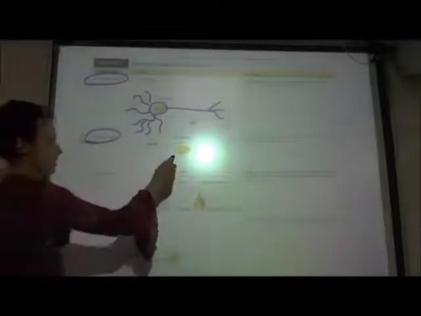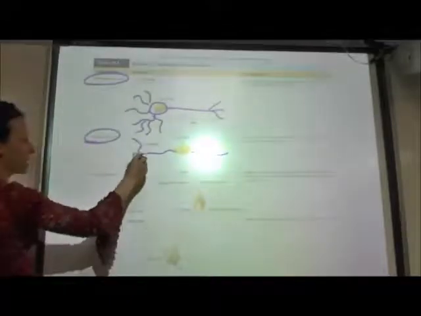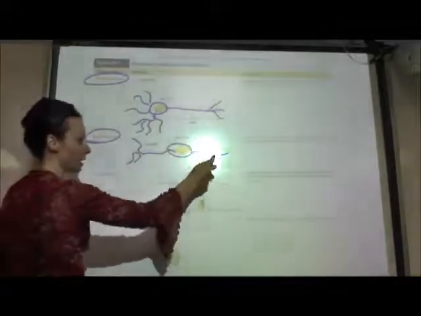The next type of neuron that we have by structural classification is a bipolar neuron. And it's bipolar because it's got two extensions. It's got one dendrite and one axon. Both are branching, but if you look at the cell body, it's only got two things coming off of it. One dendrite and one axon. As we move throughout the system, we'll see different locations where we find these.